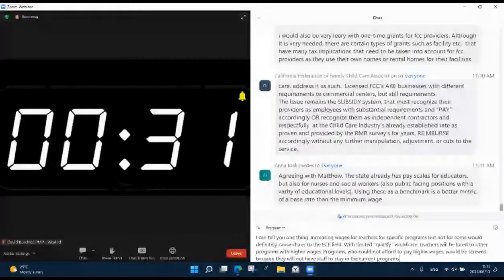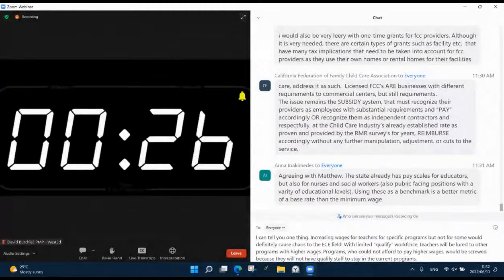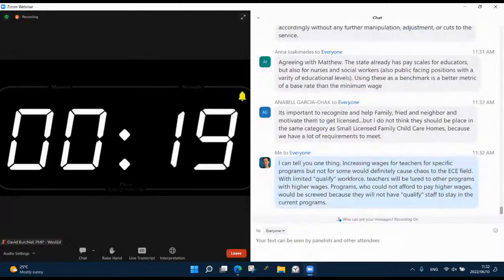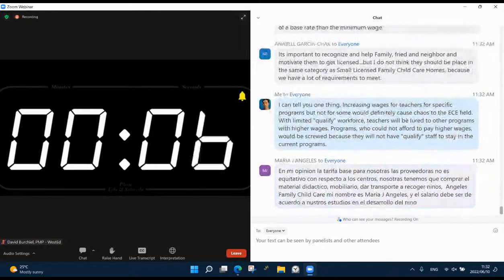So to be clear, we think that this rate restructure conversation should include a discussion of benefits. If we want to stabilize the industry, we have to look at compensation in total. Since the start of the pandemic, we've seen a 16% reduction in licensed childcare slots in California. And that's tied in large part to the fact that providers do not have the healthcare and retirement benefits that they need to stay afloat.